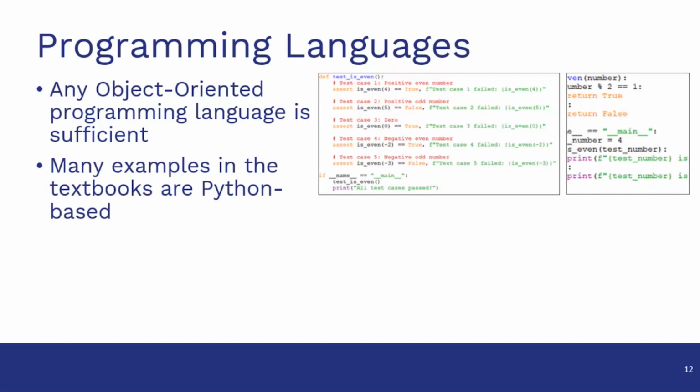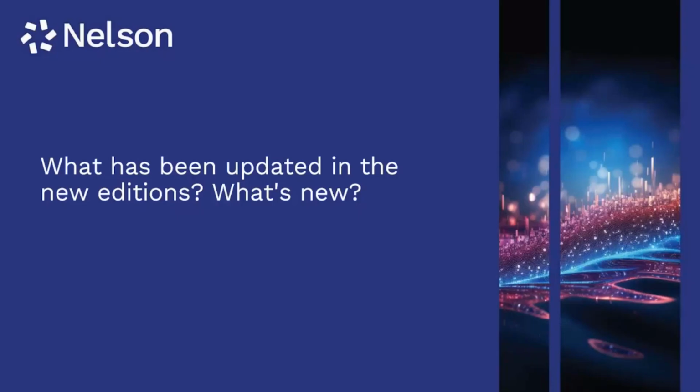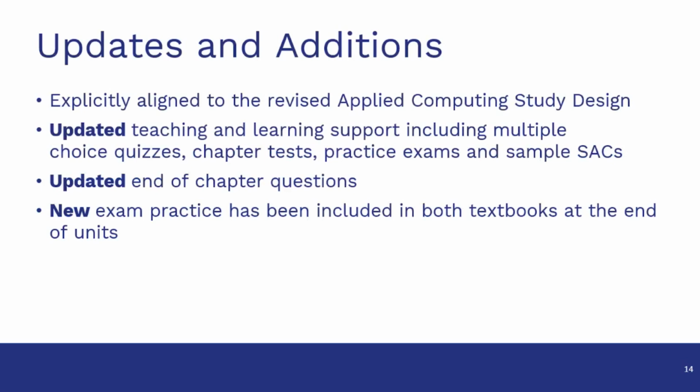And finally, can you share with us what has been updated in the new editions and some of your key features of what's new? Quite a lot's been updated. We've really explicitly aligned the textbooks to the revised applied computing study design. We've spent quite a bit of time making sure that it's really clear to teachers and to students what it is that they're covering and how that relates to what is in the published study design.